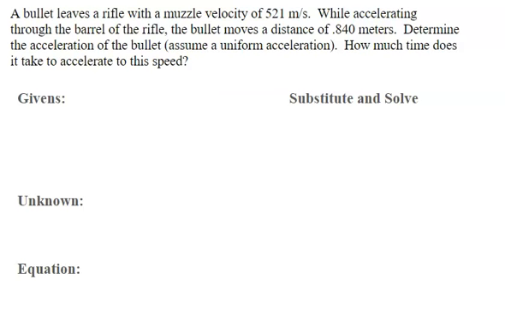A bullet leaves a rifle with a muzzle velocity of 1.21 meters per second. While accelerating through the barrel of the rifle, the bullet moves a distance of 0.84 meters. Determine the acceleration of the bullet. And then, a second question, how much time does it take to accelerate to this speed?